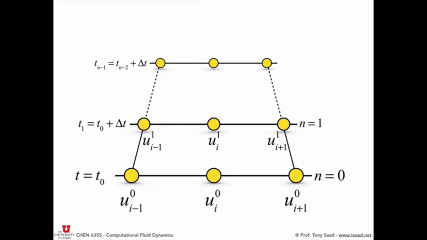Okay? So in other words, tn minus 1 is t0 plus n minus 1 delta t. In practice, when we implement this, you have a loop. So you know the previous time, you just add the delta t to it. So that's why I'm writing it in this form.